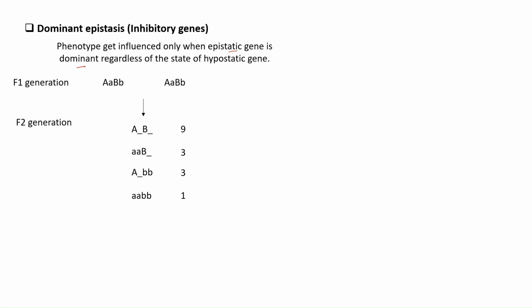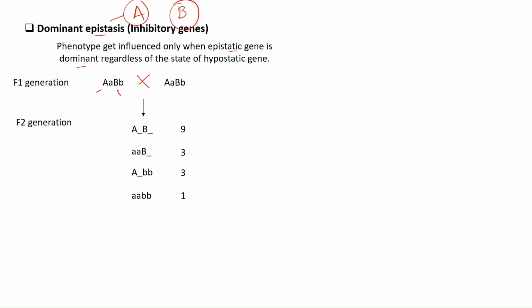Here in dominant epistasis, we are talking about two genes, A and B. So A is the epistatic gene. When the epistatic gene is in dominant condition, it will influence the expression of the hypostatic gene, that is B. Now when the F1 generation of genotype capital A small a, capital B small b is crossed with another member of the F1 generation, we get the F2 generation. As you all know, the ratio of the F2 generation is 9:3:3:1.